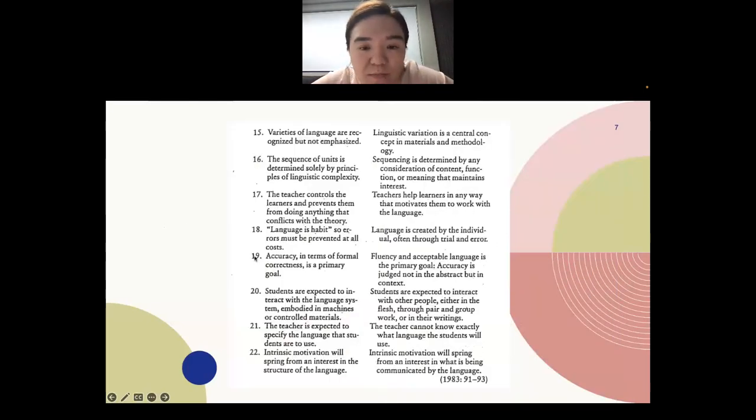You can also have a look at these differences on your own. Let me also look at some of them. For example, in the audiolingual method, language is habit, so errors must be prevented at all costs. However, in CLT, language is created by the individual, often through trial and error, of course, as it's a foreign language. Then, for example, intrinsic motivation in the audiolingual method will spring from an interest in the structure of the language. However, in CLT, intrinsic motivation will spring from an interest in what is being communicated by the language, you see. So let's move on.